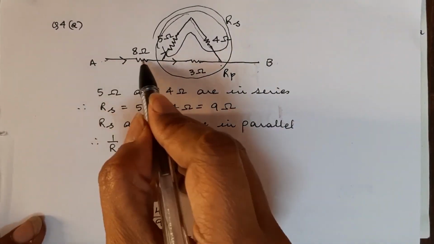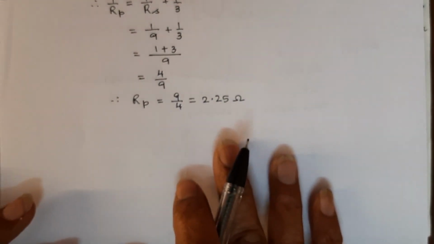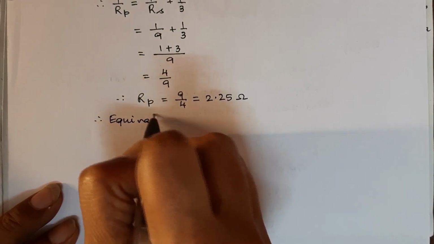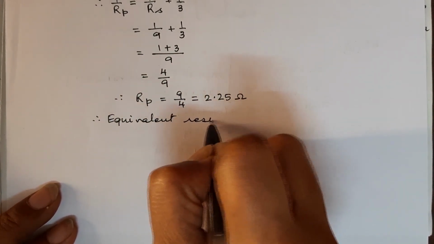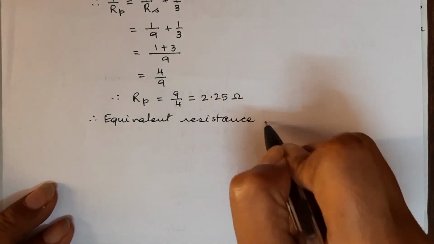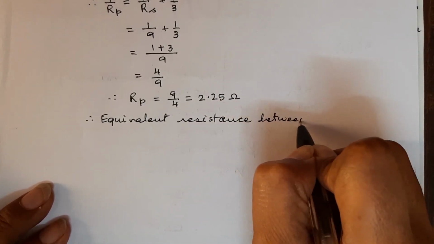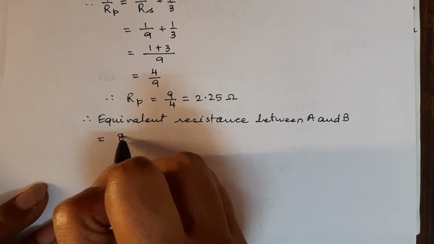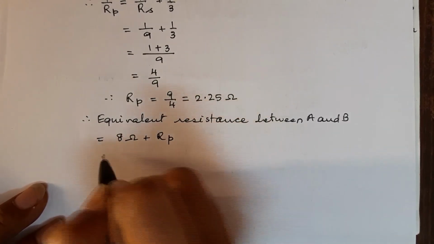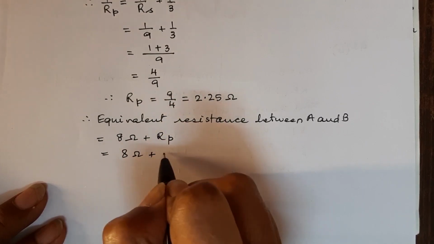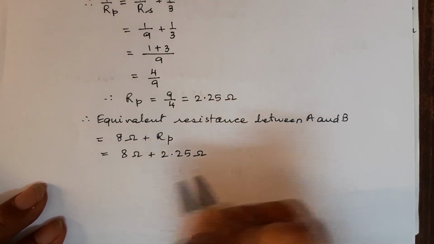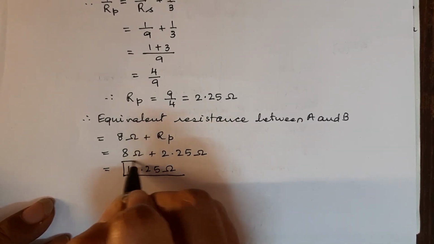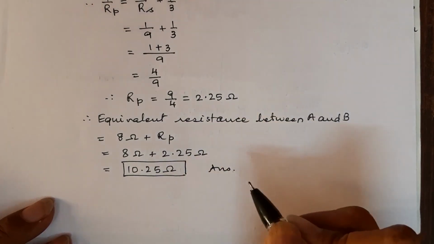Now equivalent resistance will be 8 ohm plus Rp. So we shall write that. Therefore, equivalent resistance between A and B is going to be equal to 8 ohms plus Rp, which will be 8 ohm plus 2.25 ohm, which is 10.25 ohm, and that is our answer.